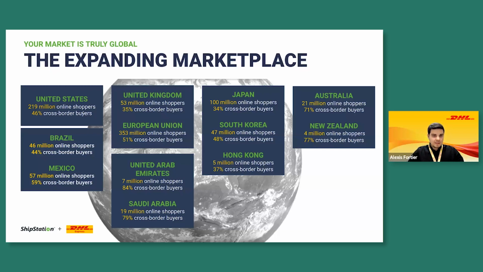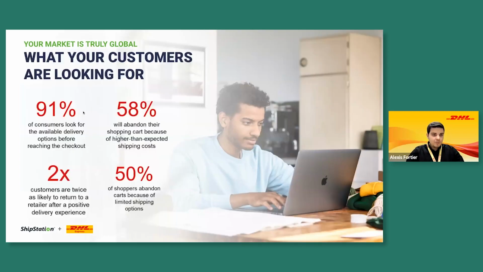So if we go on the next slide, here we have a few stats on what your customers are looking for. So 91% of customers look for the available delivery option before reaching the checkout. So what does that mean? It's going to be important for you to have a shipping page where you explain your shipping policy. And for example, you can explain what's your transit time from Canada to Europe or from Canada to Asia. So you can really manage the expectation.